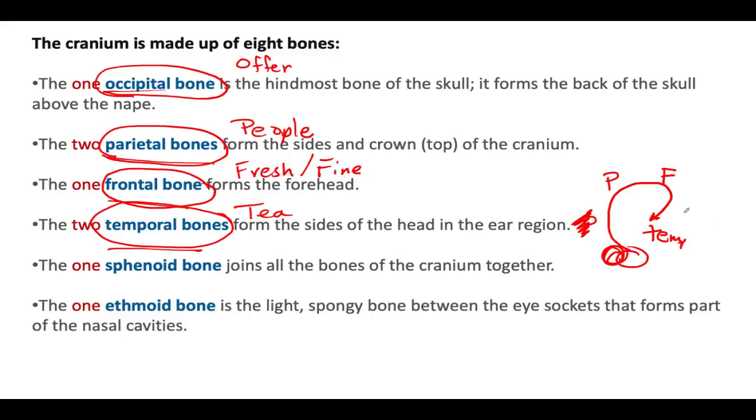Then when we look at the inside of the cranium, we do have the sphenoid bone, which actually links all these together. It's a connection point for all of this. And then the ethmoid bone is the light spongy bone between the eye sockets that forms part of the nasal cavity. So the nasal cavity is there.